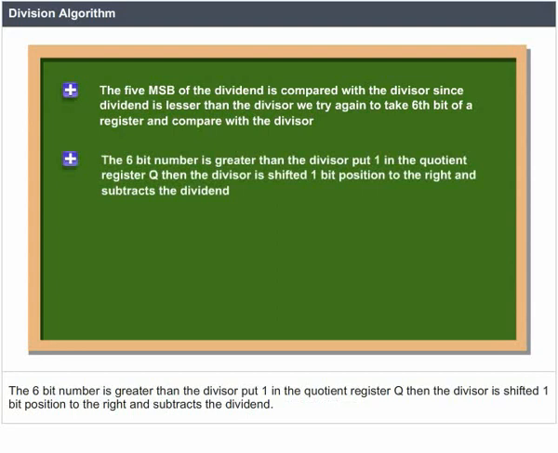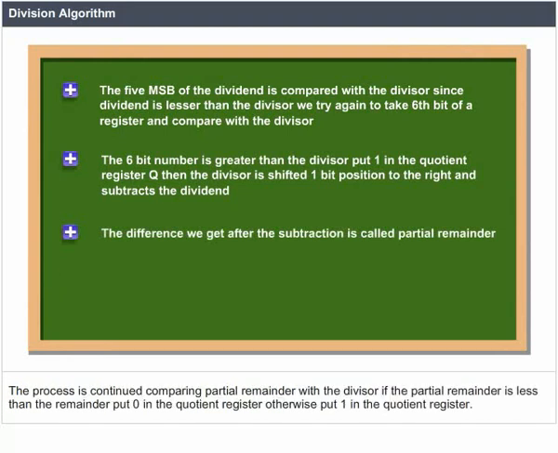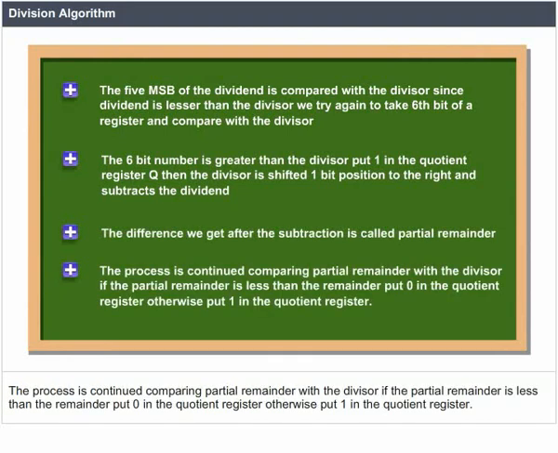Put 1 in the quotient register Q. Then the divisor is shifted 1 bit position to the right and subtracted from the dividend. The difference we get after the subtraction is called partial remainder. The process is continued comparing partial remainder with the divisor. If the partial remainder is less than the divisor, put 0 in the quotient register, otherwise put 1 in the quotient register.